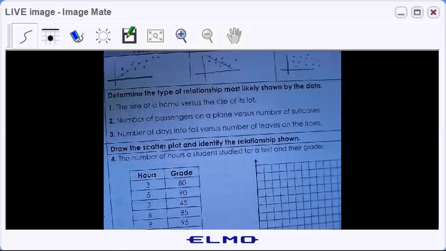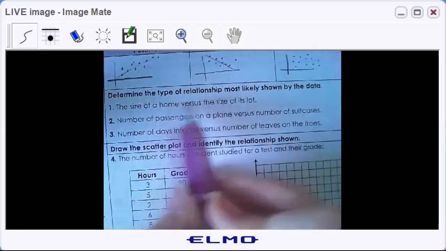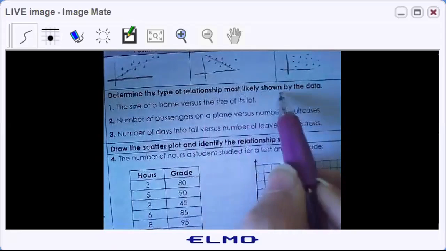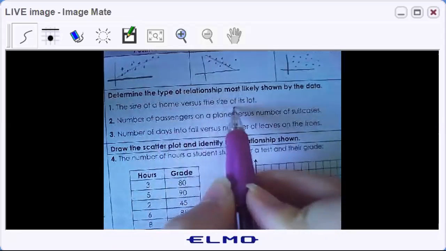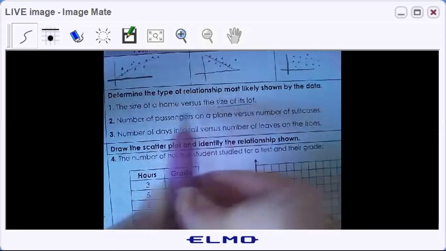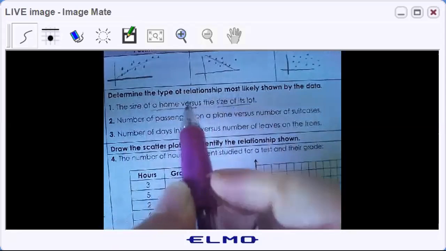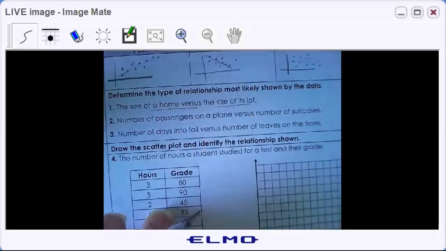Okay, now, when we are looking at scatter plots, let's look at this. Here's some questions. It says, determine a type of relationship most likely shown by the data. The size of a home versus the size of its lot. Now, does that have any kind of correlation? Well, let's think about it.